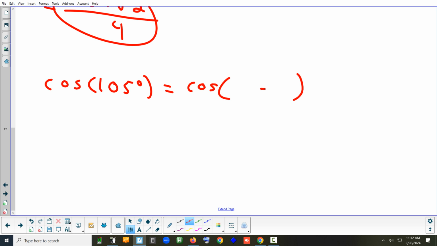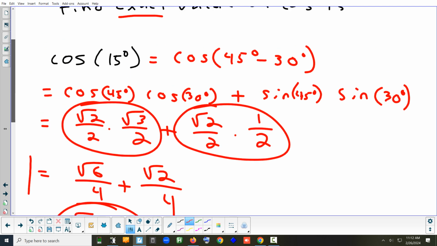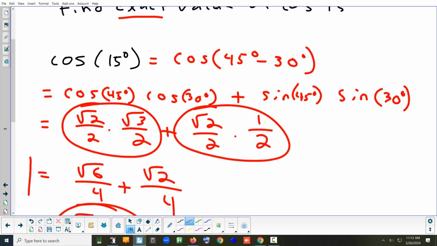Yeah. 135 minus 30. Perfect. Yeah, 135. That's a multiple of 45 and 30. And there might be other ways you could do it too, but that would work perfectly. Now you'd go through and do the same problem again. The only difference is everywhere you had a 45, you're going to make it a 135.